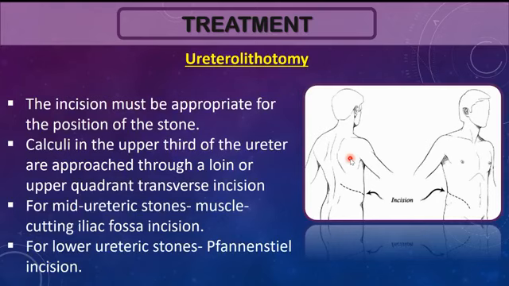Calculi in the upper third of the ureter are approached through a loin or upper quadrant transverse incision. For mid ureteric stones, muscle cutting incisions like the iliac fossa or gridiron incisions are used. For lower ureteric stones, Pfannenstiel incisions. These are the approaches. The level of the stone dictates which type of incision is needed.